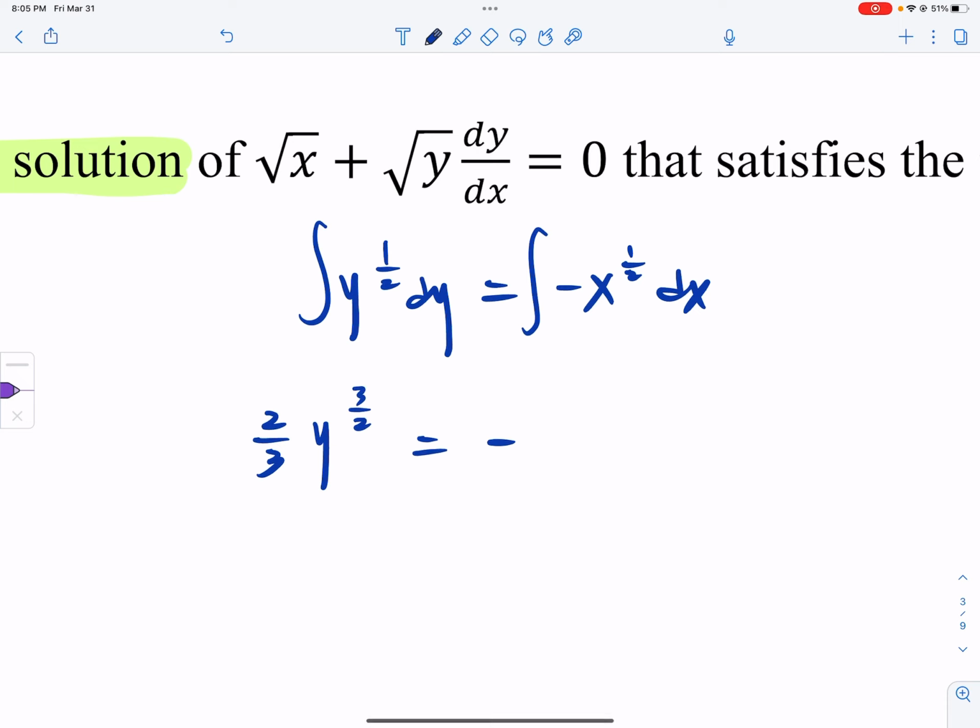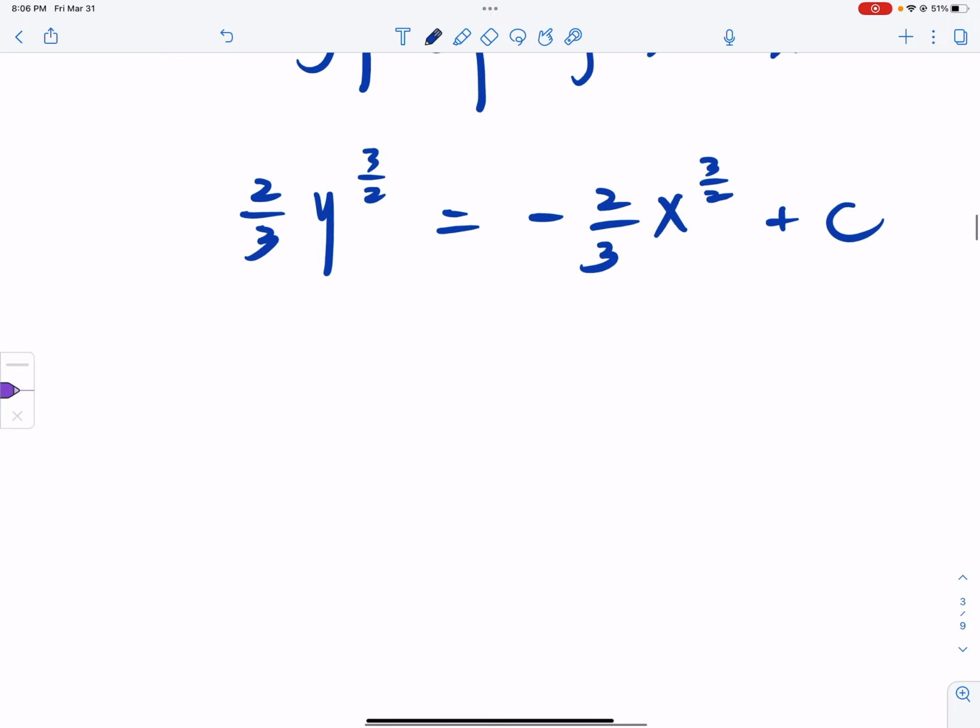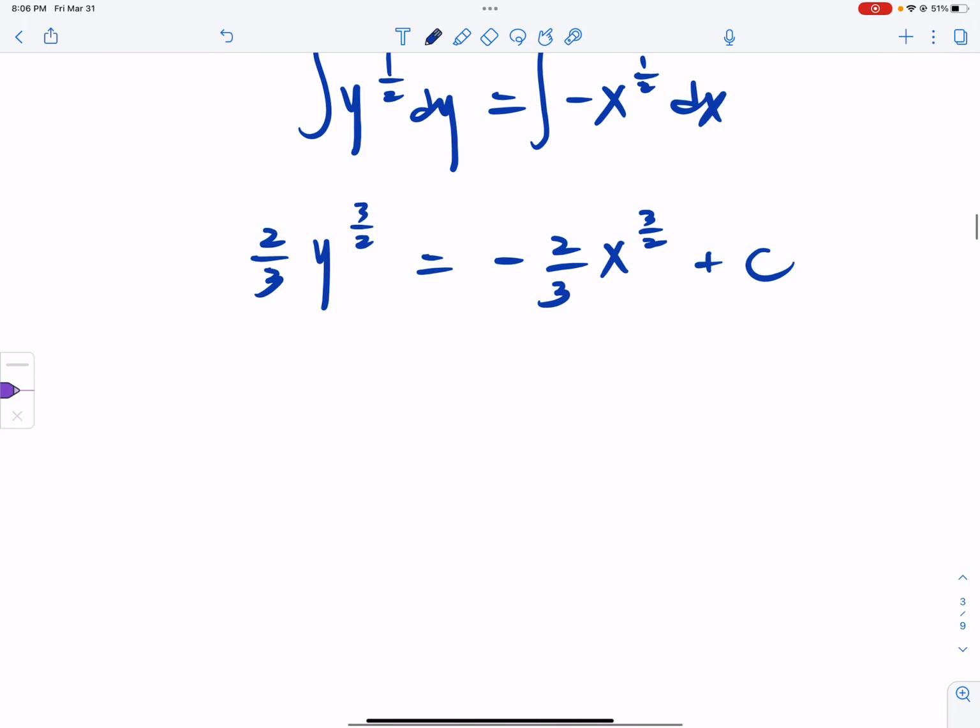And then integrating x, that will be negative 2/3 x to the 3/2 plus c. And then again, just thinking about if this were a multiple choice question that maybe the answer wasn't there, you might have to get your x and y terms to be on the same side of the equation. So let's say that you had 2/3 x to the 3/2 plus 2/3 y to the 3/2 equals c.